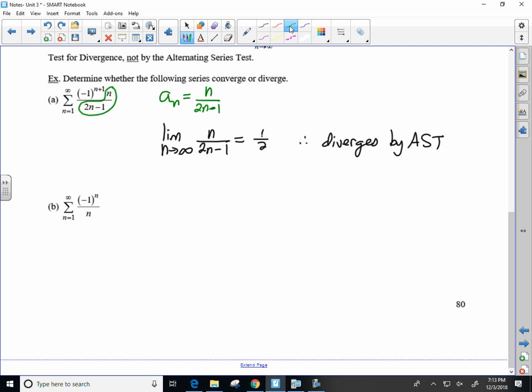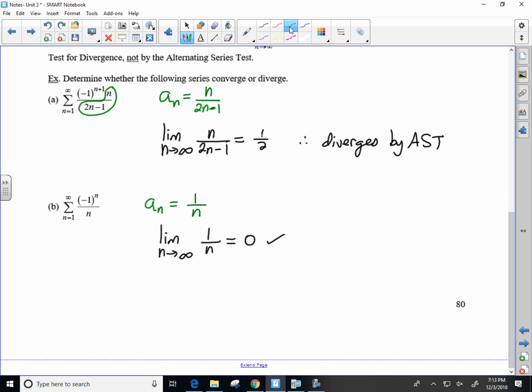Okay. So for B, again, look for the -1 to the n or -1 to the n plus 1. Ignore that. Whatever is left is your a sub n. A sub n in this case is 1/n. The limit of that, because again, nothing else is relevant unless this plays out. Limit as n approaches infinity of 1/n does equal 0. All right, so we're good to go there.